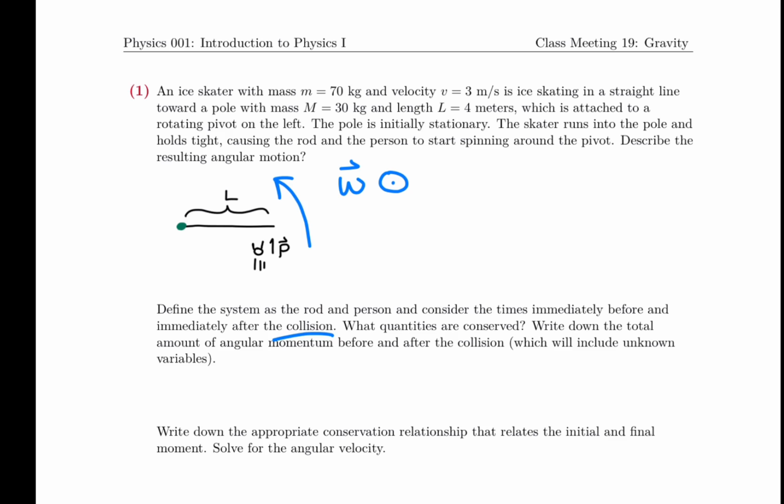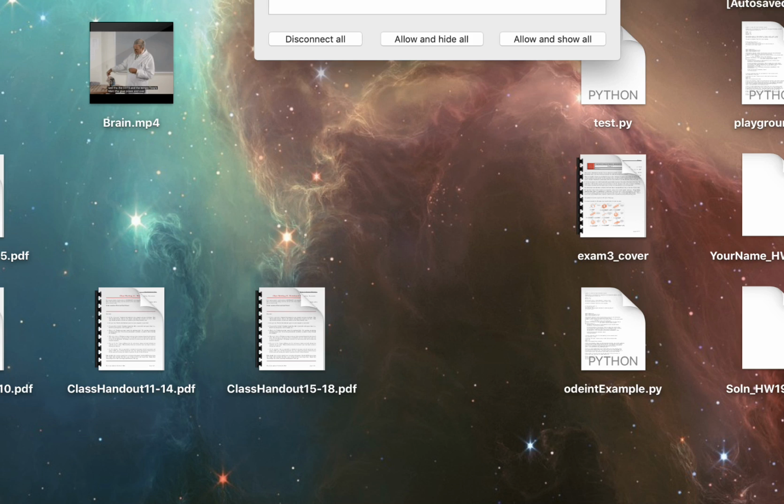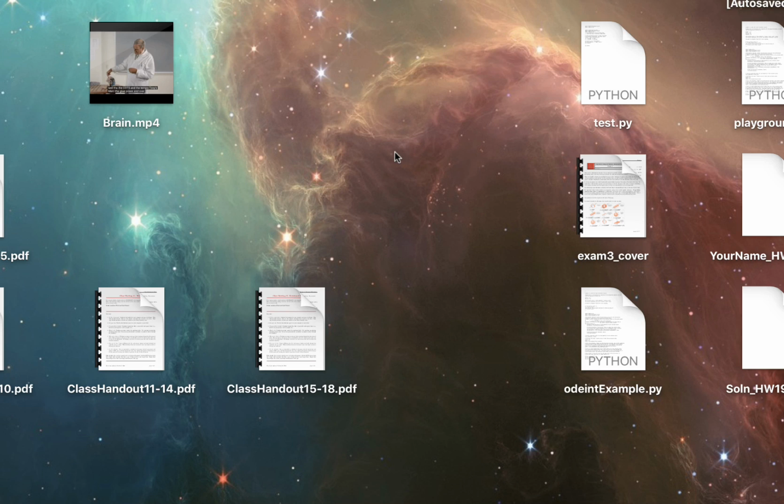All right, define the system as the rod and the person. Consider the times immediately before and after the collision. What quantities are conserved? Angular momentum in this case is a conserved quantity. Essentially, we're saying that our system is rod plus person, which allows us to look at all the interactions in between the rod and the person occurring inside the system.